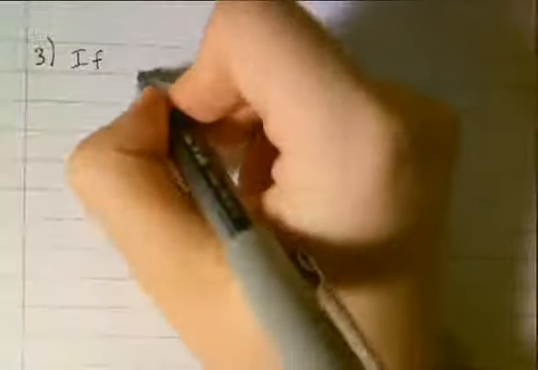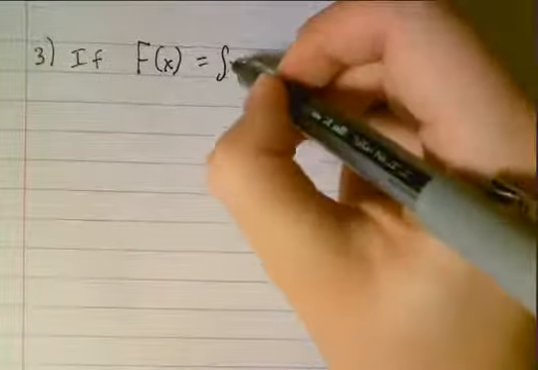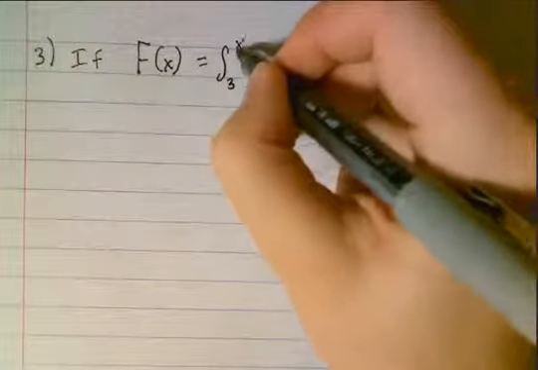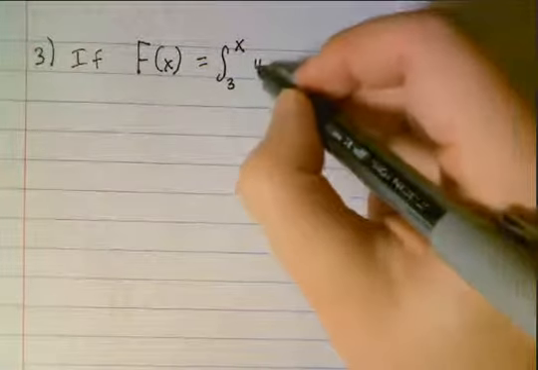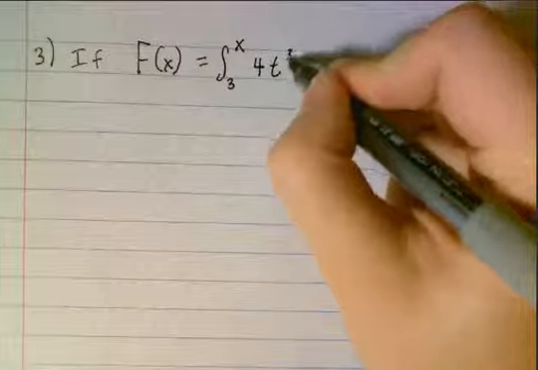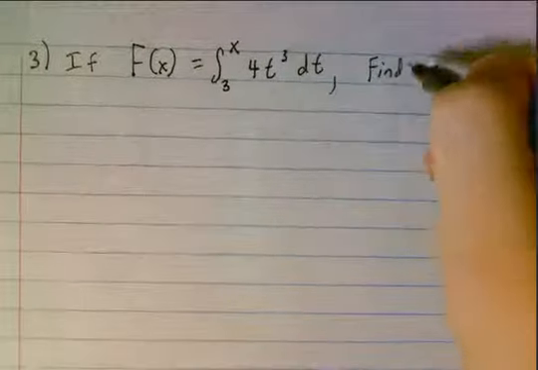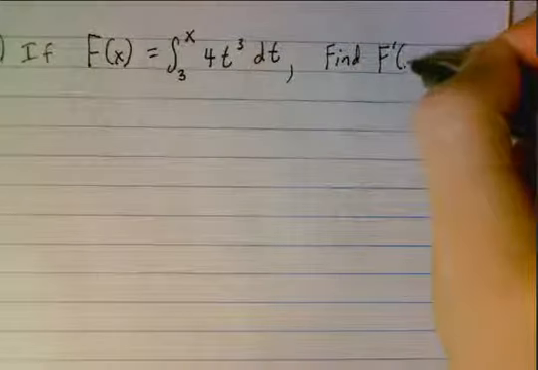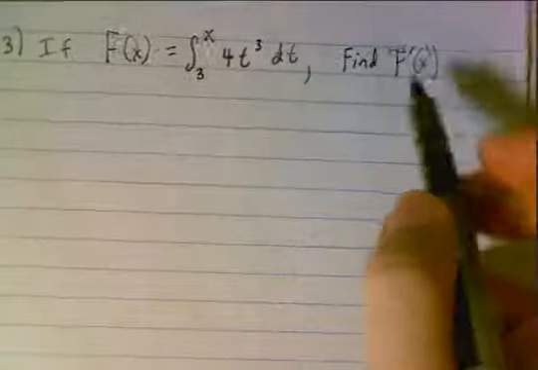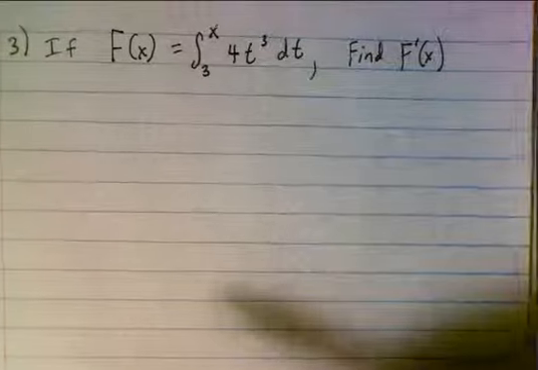We can also do problems where we're doing both the derivative and the integral. So let's say that capital F of x equals the integral from 3 to x of 4t cubed dt. What we're going to do is find the derivative with respect to x of this capital F of x.